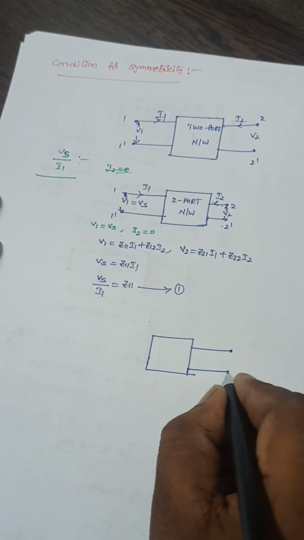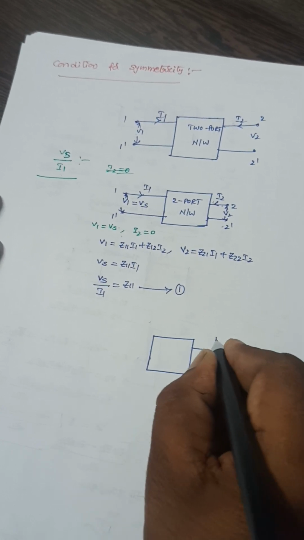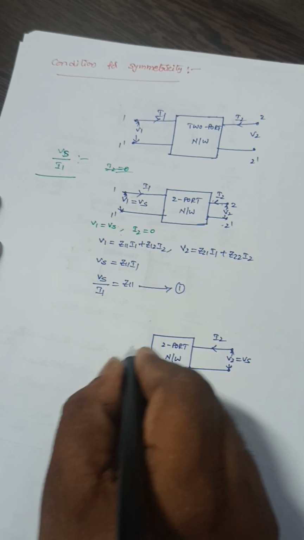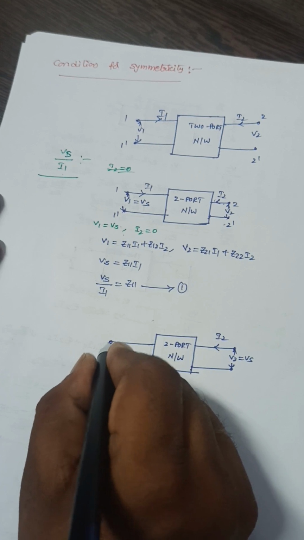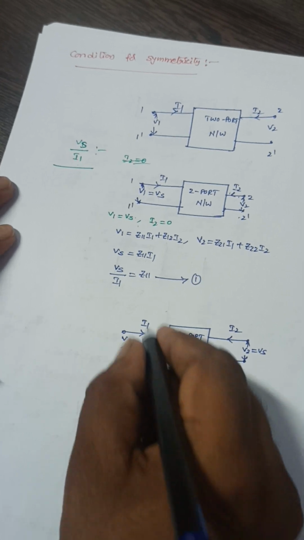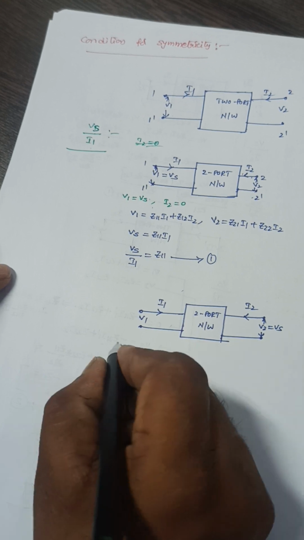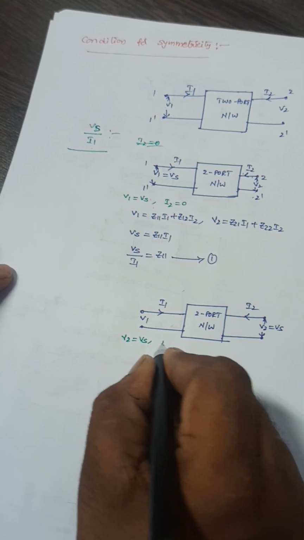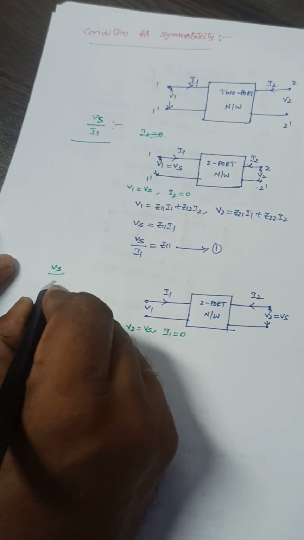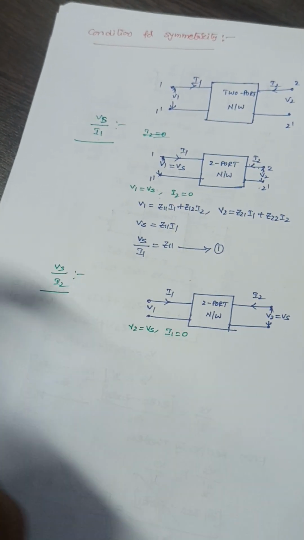Now let me try to make another network here. The excitation here is V2 is equal to Vs. Here I am applying the excitation and this is I2. It is the same two-port network. Here I1 should be 0, because the other port should be open circuited. So the condition here is V2 is equal to Vs and I1 is equal to 0. Now I need to find this Vs by I2.